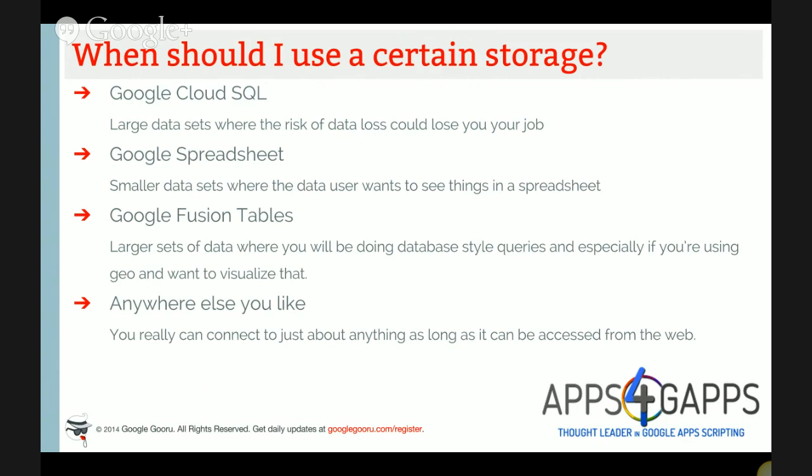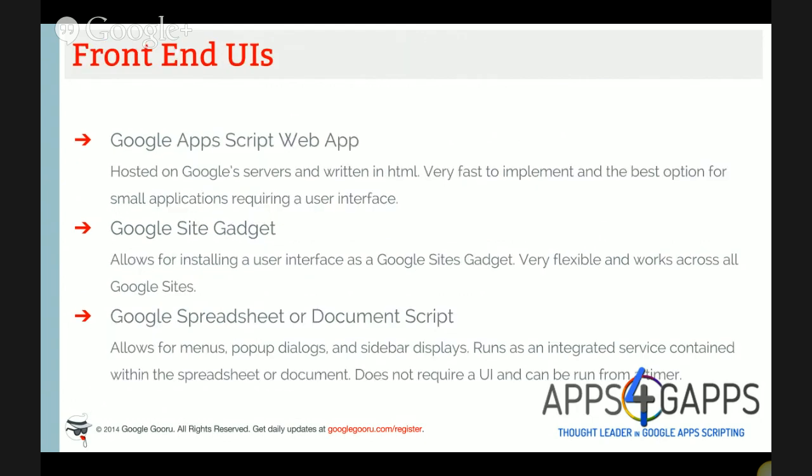So Fusion Tables, really nice. It allows you to do queries. You can use SQL type language to query the Fusion Tables and get back results that way, so it's less parsing of the data like we have to do in a spreadsheet. And then again, anywhere else you like. Because we can connect to just about any kind of database, if you want to put your stuff on Amazon, that's something else you can do as well. So choosing storage, primarily look at size and look at the reliability, and then choose the right solution there. Let's go to the next slide.